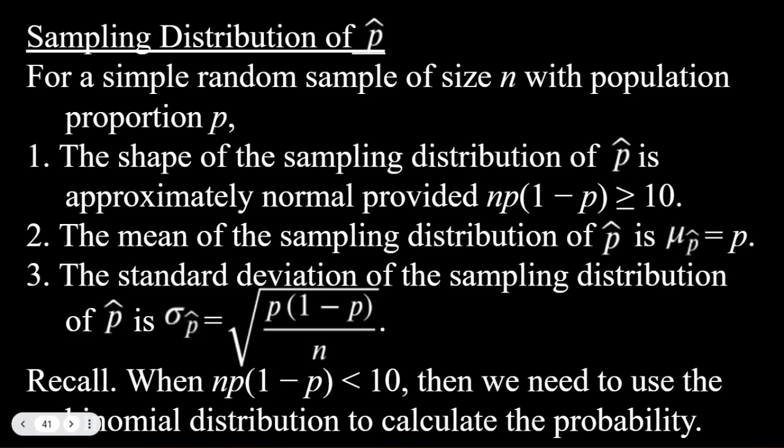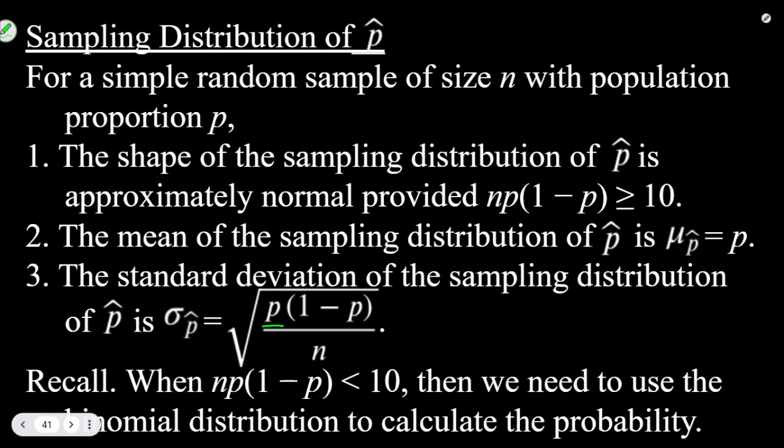So the proportion of individuals in the population that have the characteristic times the proportion that do not have the characteristic. So have it, do not have it, and then divided by the total number of items in your sample, and then you take the square root of that whole thing. I'll show you how to do that on the calculator. It's not terribly complicated, but you do want to make sure that you're typing that correctly into your calculator.